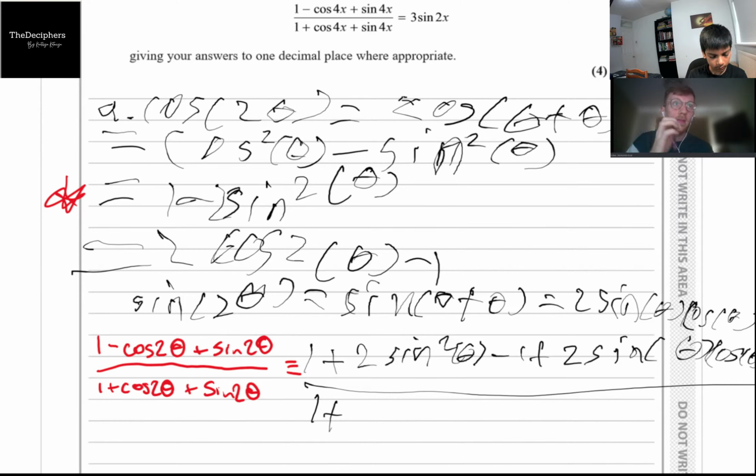So actually it might be best to change it to use that same double angle formula again, the 1 minus 2 sin squared theta. Yeah, so 1 plus 1 minus 2 sin squared theta, and then plus sin 2 theta, that's 2 sin theta cos theta.